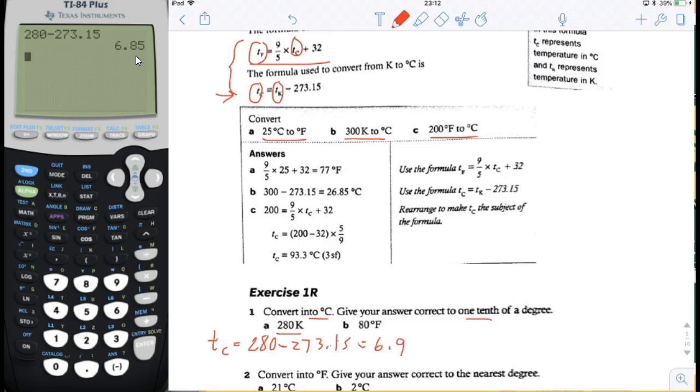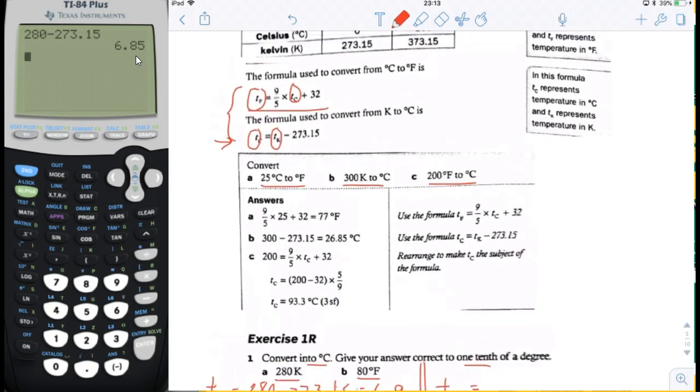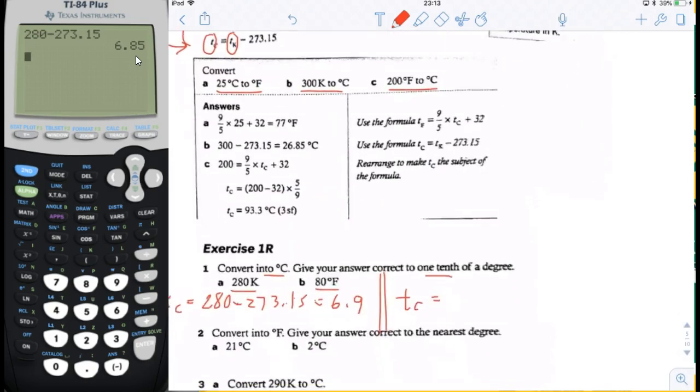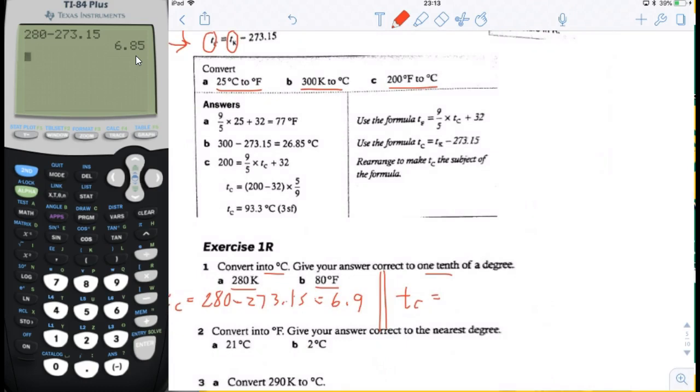Now I'm going to take the Fahrenheit temperature and change that into Celsius also. So let's try that. I'm going to use the other formula, which is, oh, look at that. They did not give me a formula that converts Fahrenheit into Celsius, but we're going to use a little bit of algebra, and we can figure that out.